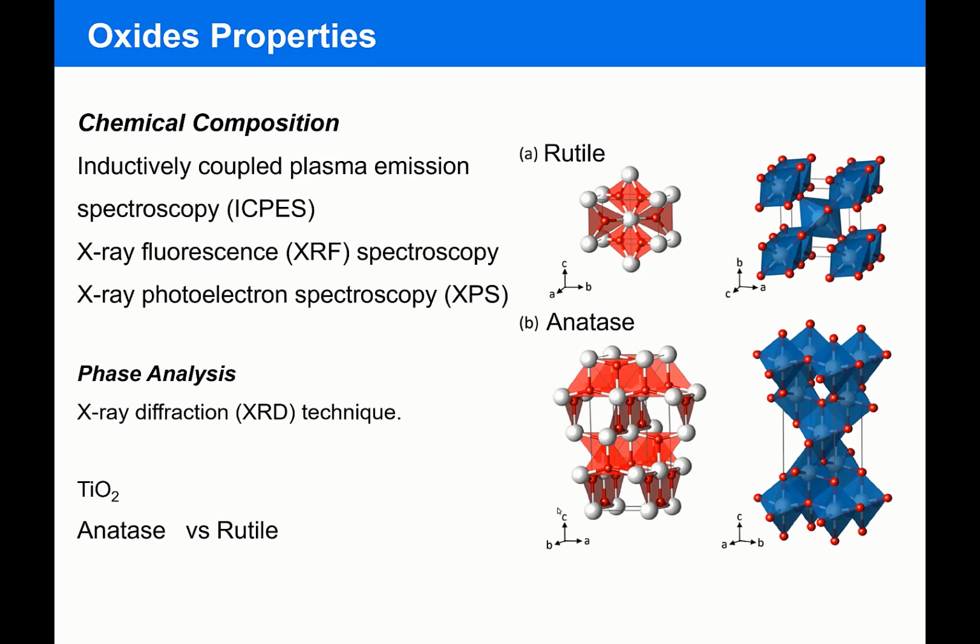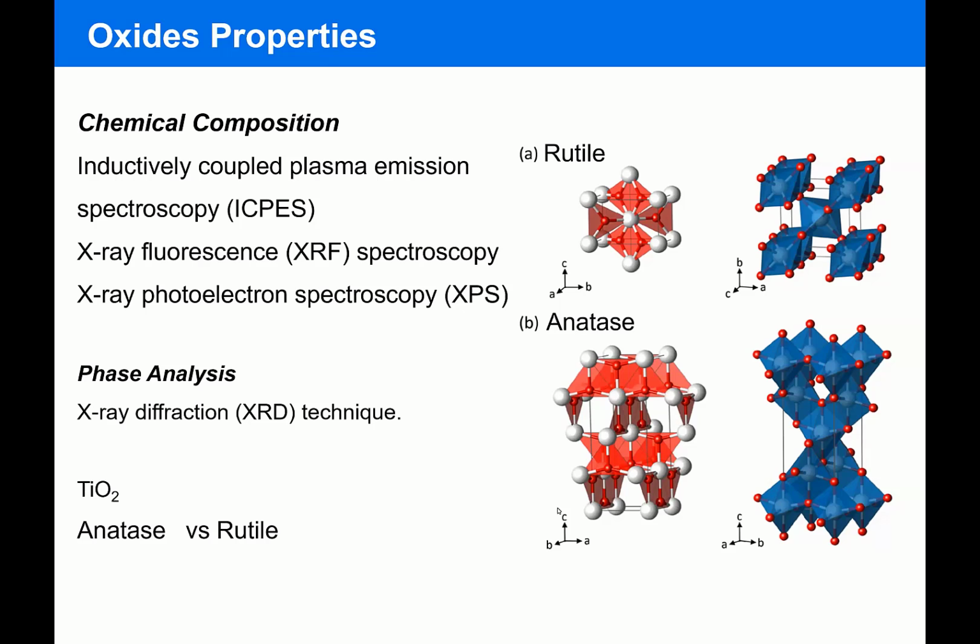The second characterization of interest for oxides is the chemical composition, determining the exact percentage of each element in the oxide. For composition determination, we usually need elemental analysis techniques, starting from inductively coupled plasma emission spectroscopy, or ICPES. That type of spectroscopy will give you the exact mass percent of each element in the composition of your oxide. We also have X-ray fluorescence techniques to identify the type of element in your oxide and the amount. We also have X-ray photoelectron spectroscopy, XPS, and that is really helpful in determining the type, the amount, and even the oxidation state of the metal in your oxide.